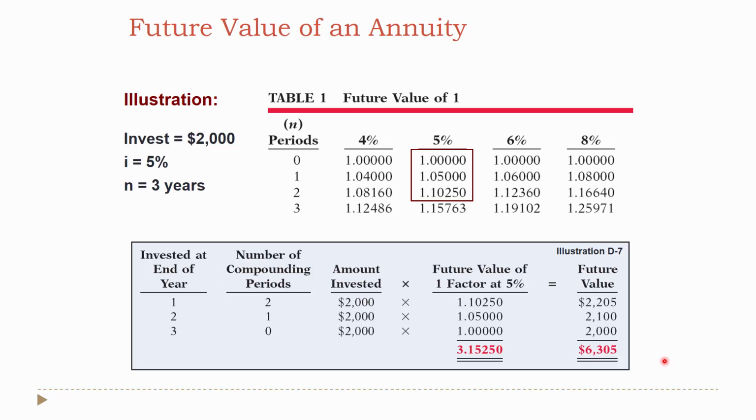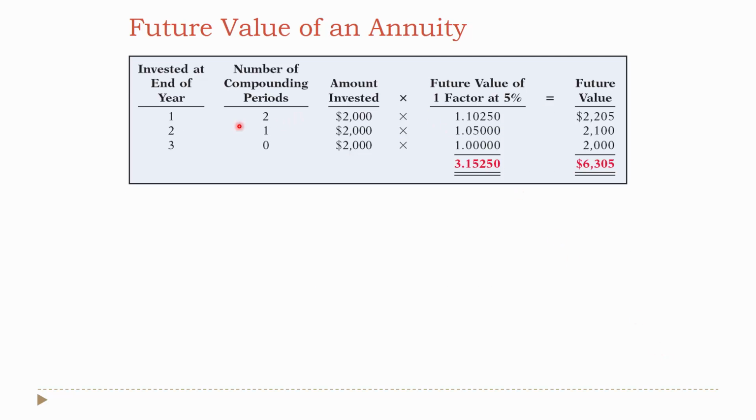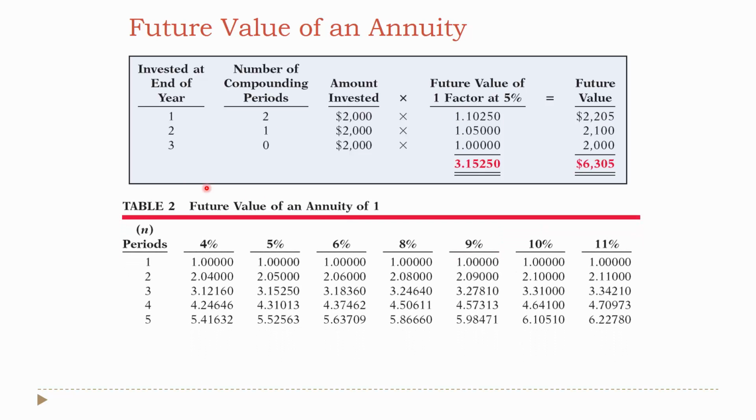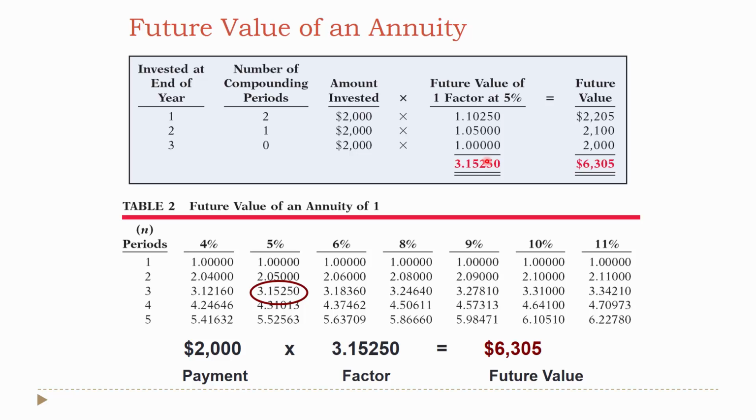Another way that we could look at this is instead of finding each of our amounts and adding them and multiplying them separately, we can use our table number 2, our future value of an annuity. If we look at table number 2, if we look at our 5% rate for 3 years, we actually see that the factor is 3.15250, which matches the sum of all of those factors. So what they've done in table 2 is figure out what the sum would be of the factors so that you can just do one calculation, the $2,000 payment times the factor also equals the same $6,305.